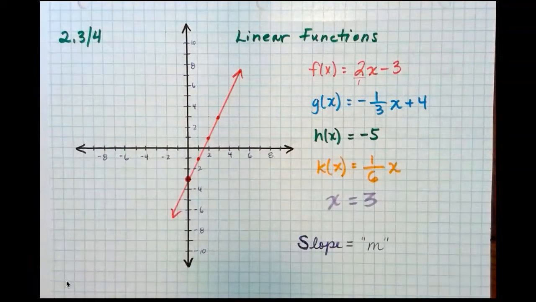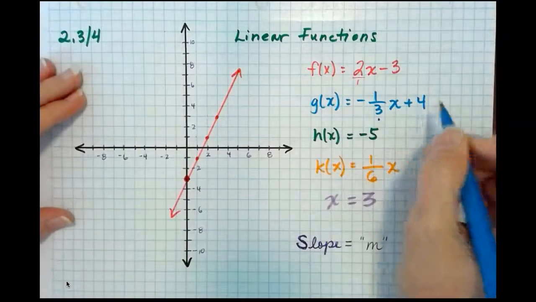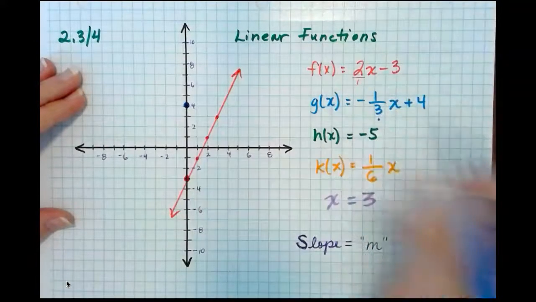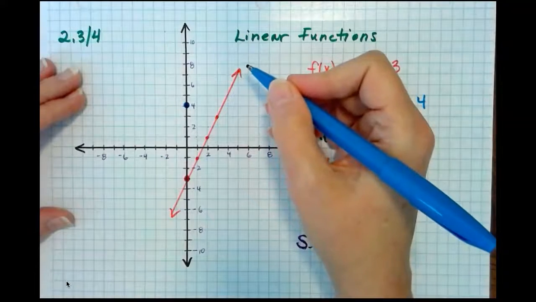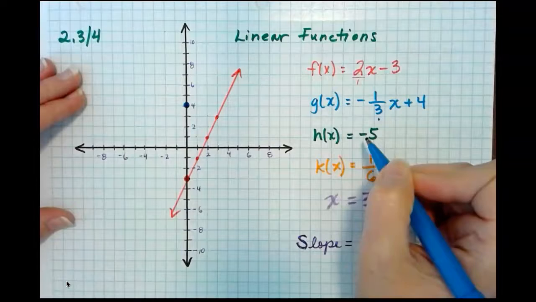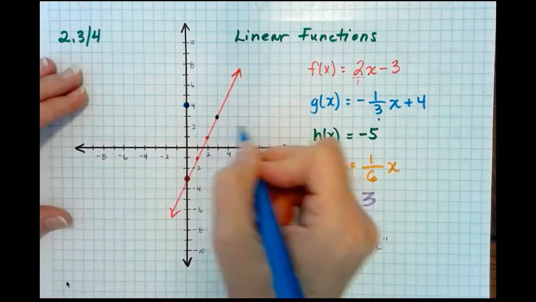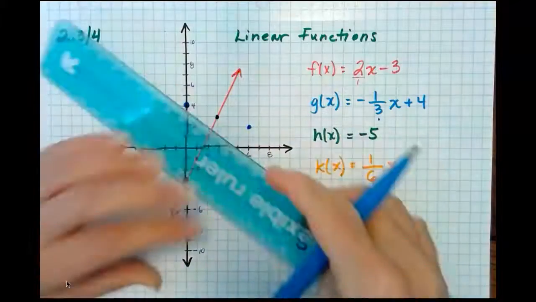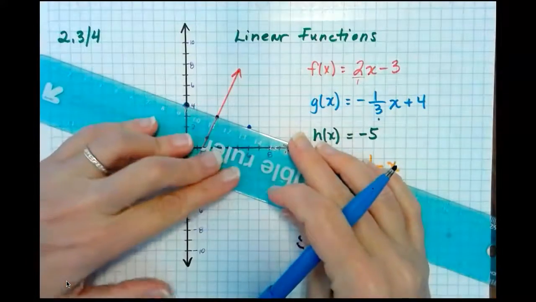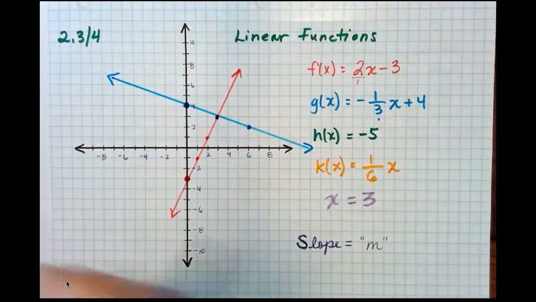Next, let's take a look at the g function. The g function has a negative slope and a positive y-intercept at 4. Where the red slope was steep and positive, the blue line here is not going to be so steep, and it's going to be negative. Down 1 over 3, down 1 over 3. So this one has a negative slope. Notice that it is decreasing from left to right.